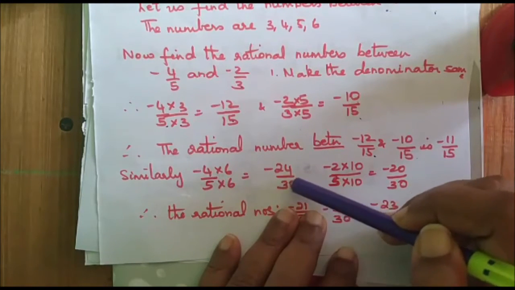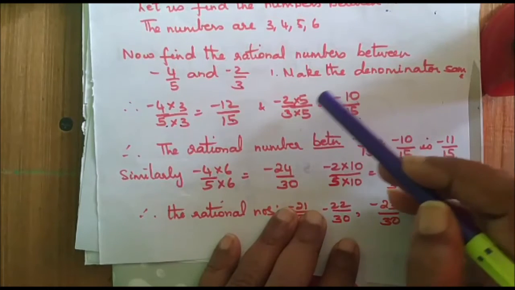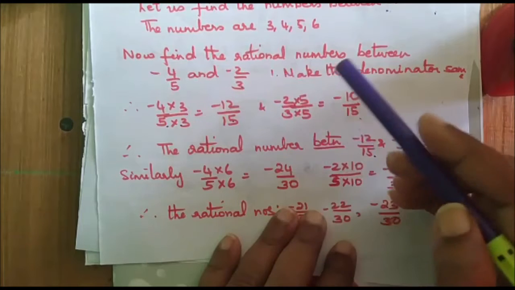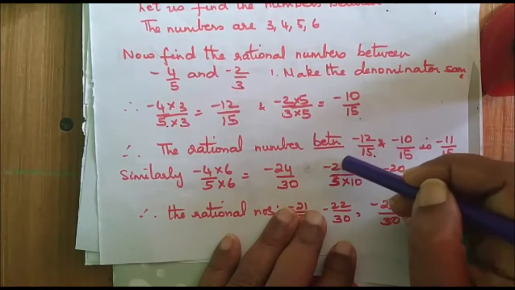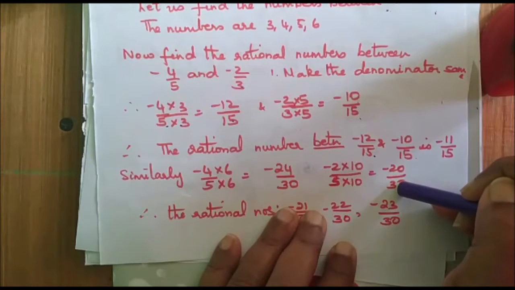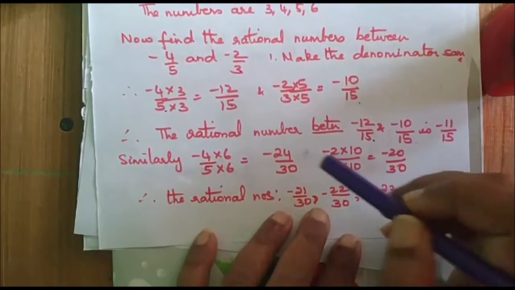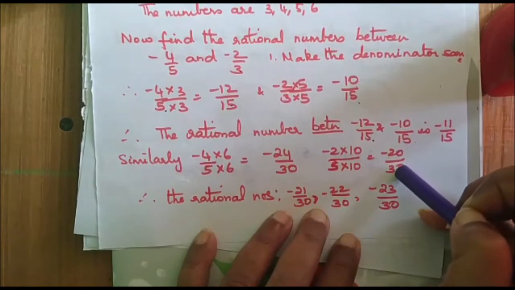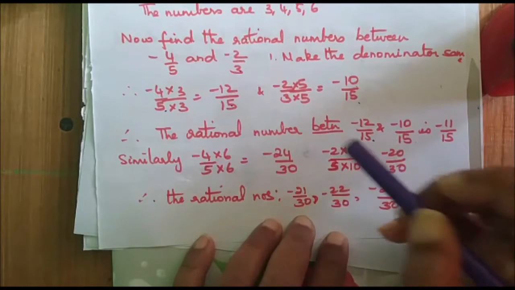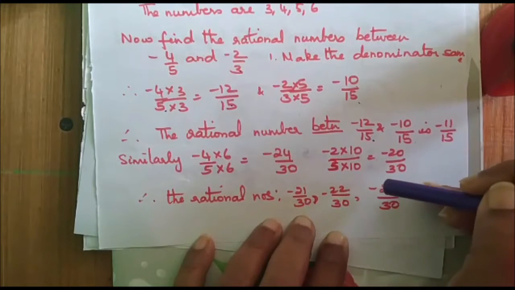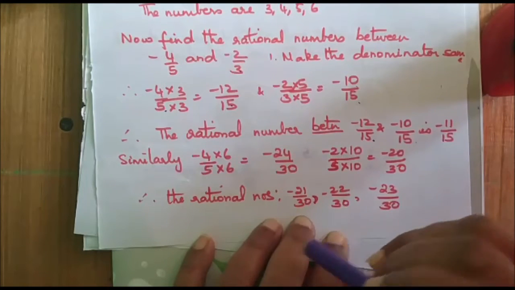Now to get 30 as the denominator, what should I multiply -2 by 3 by? 10, isn't it? So I'll multiply -2 into 10 and 3 into 10. I get -20 by 30. So what are the two numbers? -24 by 30 and -20 by 30. Now can you tell me the rational numbers between these two numbers? It is -21 by 30, -22 by 30 and -23 by 30.